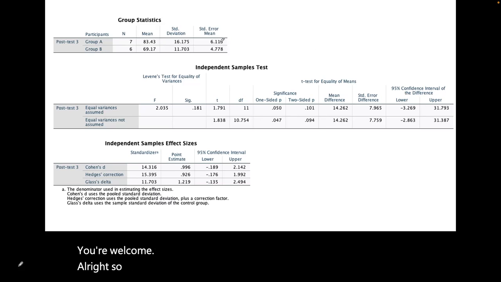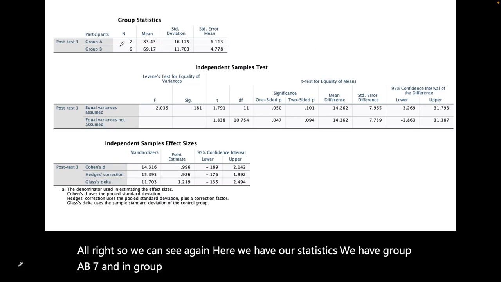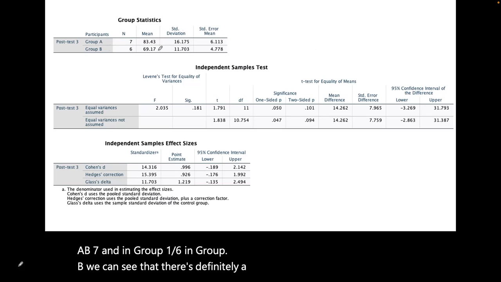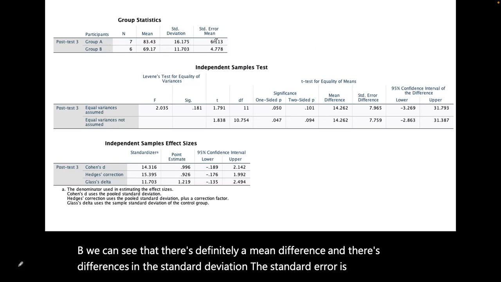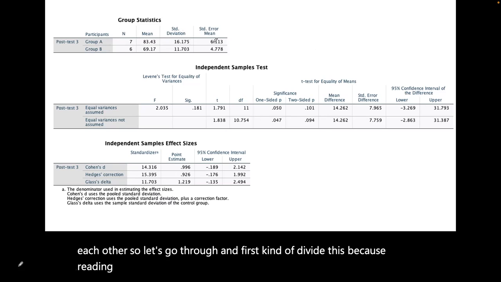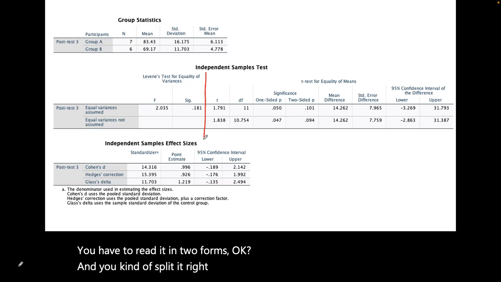So we can see again, here we have our statistics. We have group A and B, 7 in group A, 6 in group B. We can see that there's definitely a mean difference, and there's differences in the standard deviation. The standard error is very close to each other. So let's go through and first divide this, because reading this test, you have to read it in two forms, okay? And you kind of split it right here down the middle, all right?